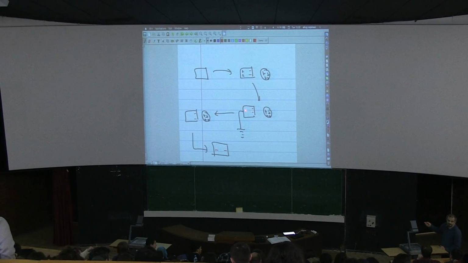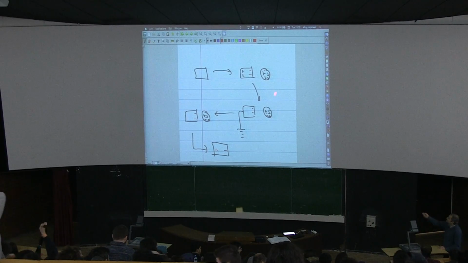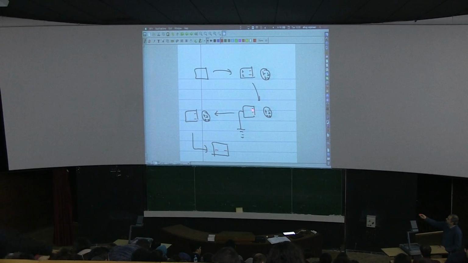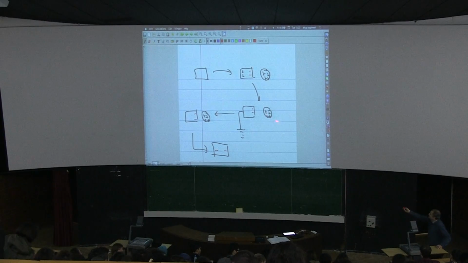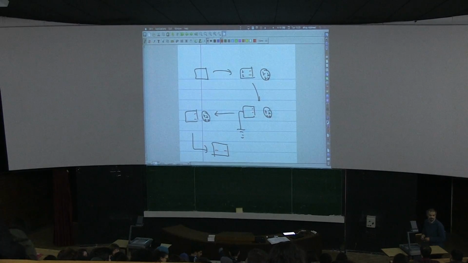From this part, nothing will change. Because the electrons will still be over here. They are pulled by this positive charge.